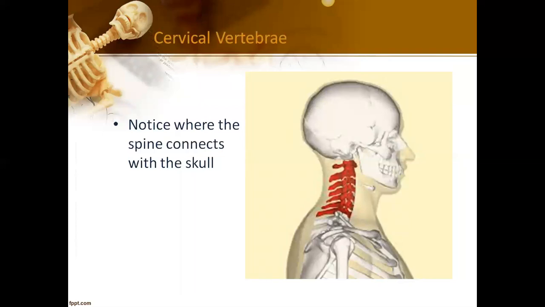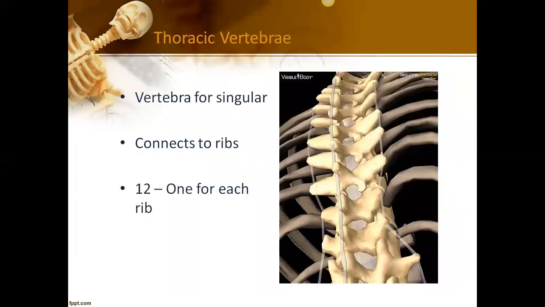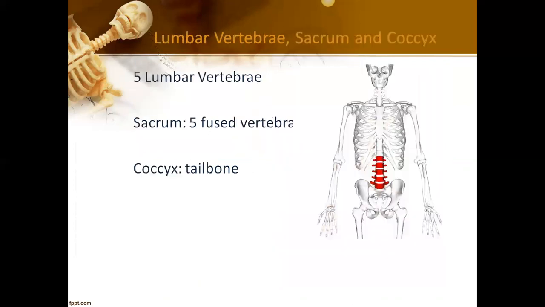The red bones are the cervical vertebrae, and they join at the bottom of the skull. So your spinal column goes up into the skull from there. Your thoracic vertebrae are just below that, and those, like I said earlier, connect to the ribs. So there's 12, 1 for each rib.